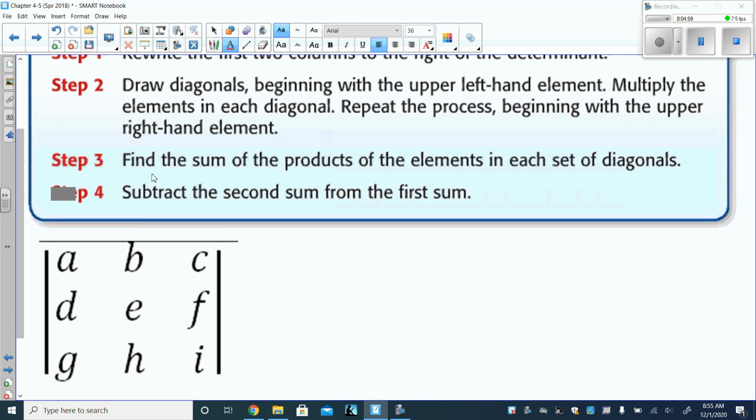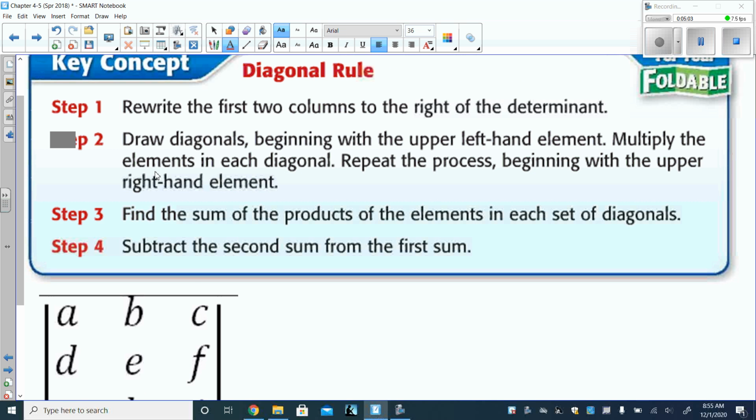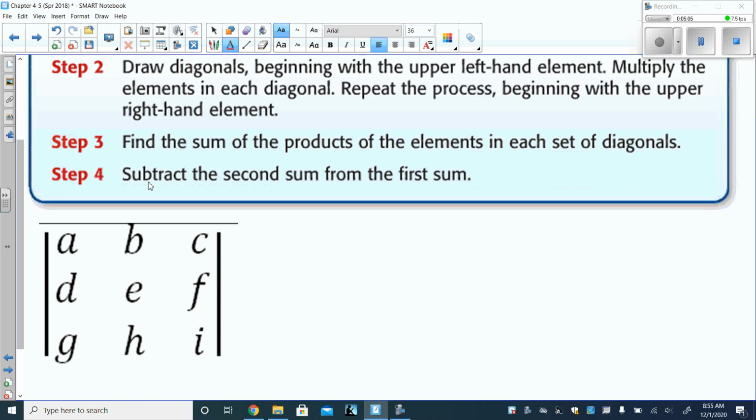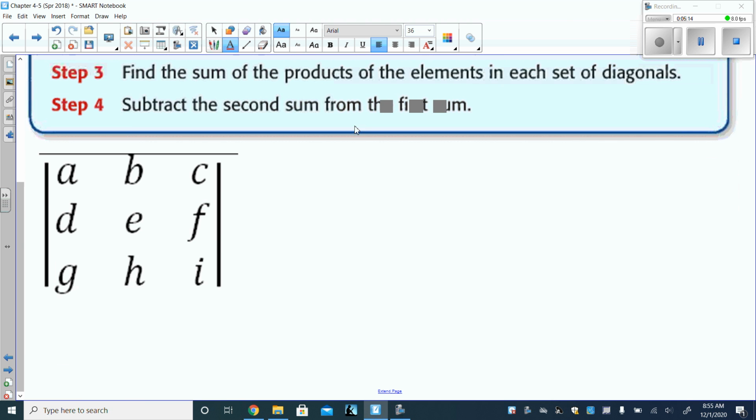Now we also have determinants for a 3 by 3, and really if we take a determinant, it has to be a square matrix. If it's not a square matrix, we're not able to take the determinant. Now there are a bunch of steps here that we can do. First, rewrite the first two columns next to the determinant, and then go from there, and that's what I do.